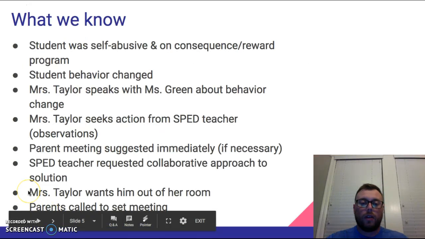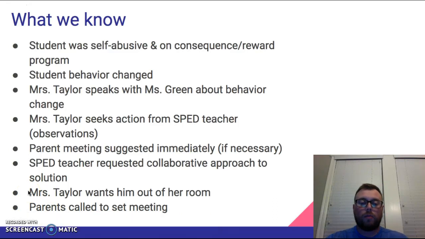The student was being self-abusive. He was on a consequence/reward program. However, the student's behavior has changed. It has become more aggressive in nature. Mrs. Taylor then speaks with Miss Green about this change in behavior. Mrs. Taylor seeks action from the SPED teacher.